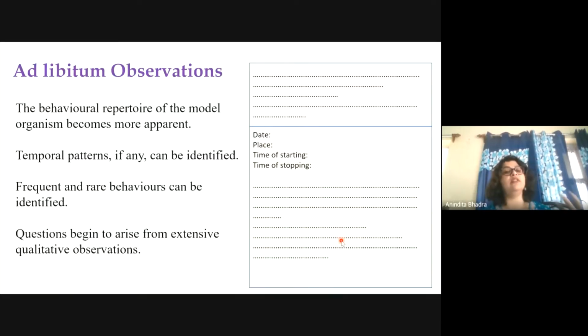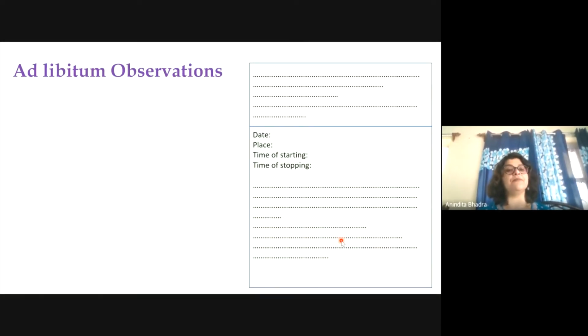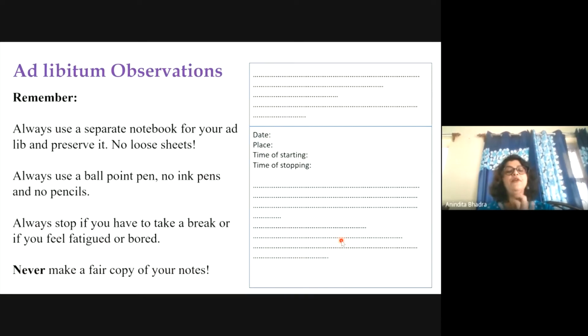Sometimes we don't see all the behaviors. When you're doing your ad libitum for shorter times, of course, you don't get to see all the behaviors that a species performs, but you get a subset. And very often, while you are doing ad libitum on the species, questions start to form about them in your mind, which help you to explore further and go deeper, asking the right kind of questions, which can be addressed using this model system. Some things to remember: always use a separate notebook for your ad lib.